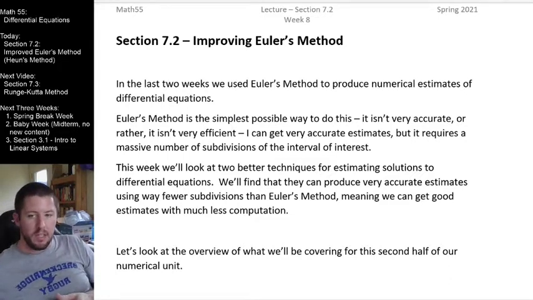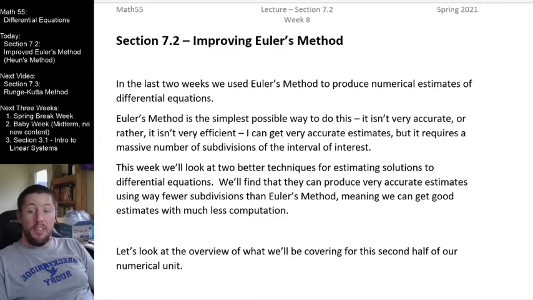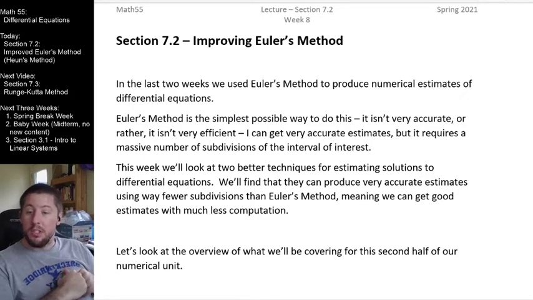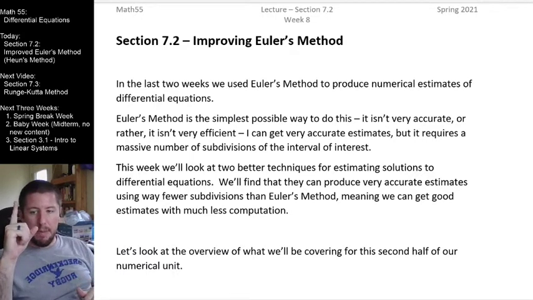We're going to talk about all the sections we're going to cover here. So it looks like this matches right here. We're going to talk about improving Euler's method to get a method that's called improved Euler's method, also known as Heun's method, H-E-U-N. You can see above my head right here.